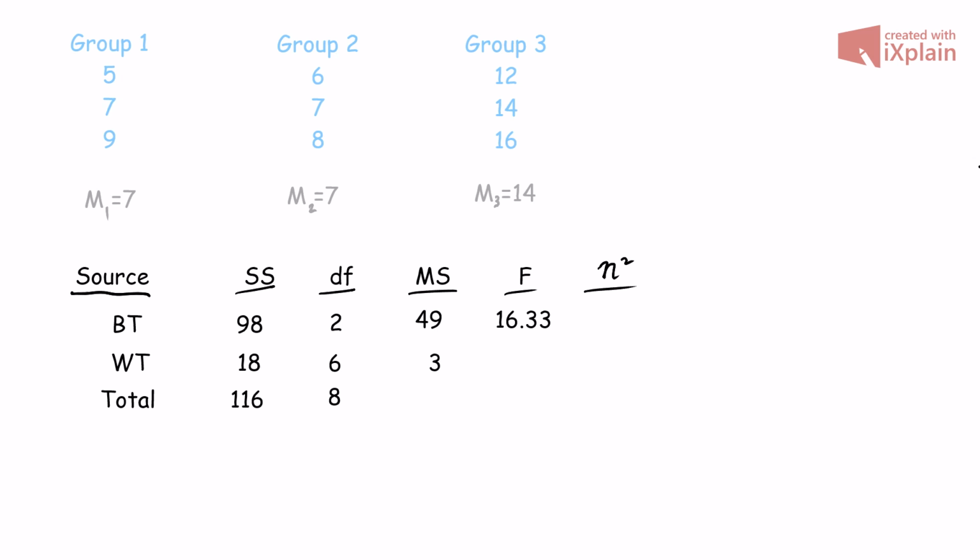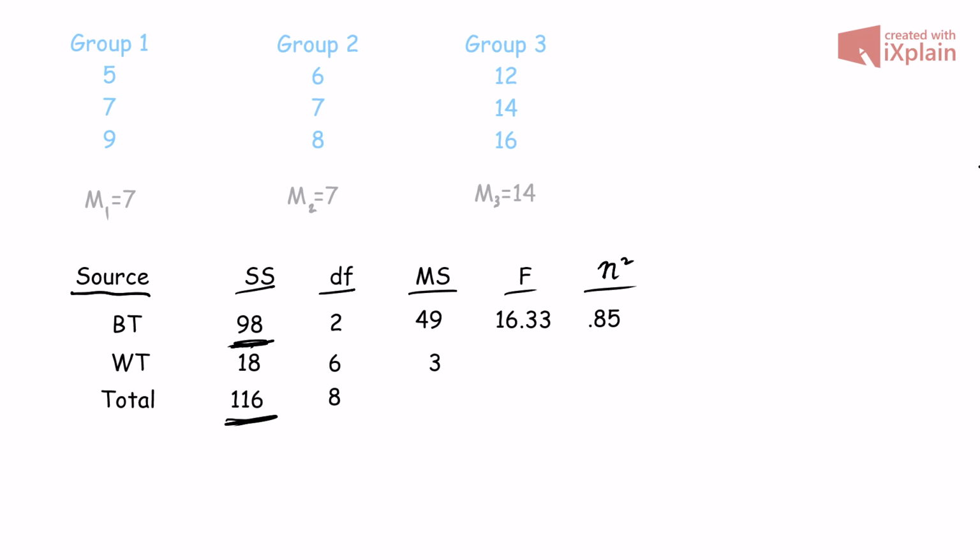The next thing to compute is our effect size. And the effect size we use for ANOVA is something called eta squared. And that's the little symbol here. It's kind of a funky looking n with a square. And technically, what we're actually computing is a partial eta squared, so there should be a little p subscript there. The way you compute that is you take the sum of squares between treatment, 98, and divide it by the sum of squares total. And if you take 98 divided by 116, you'll get 0.85.